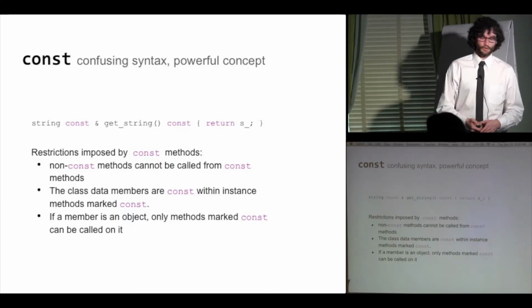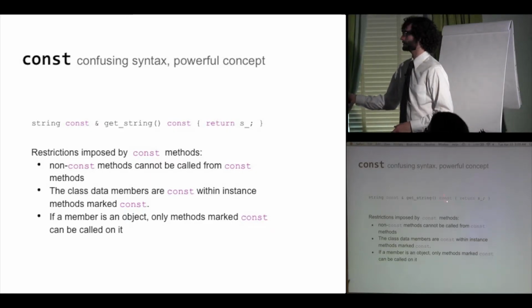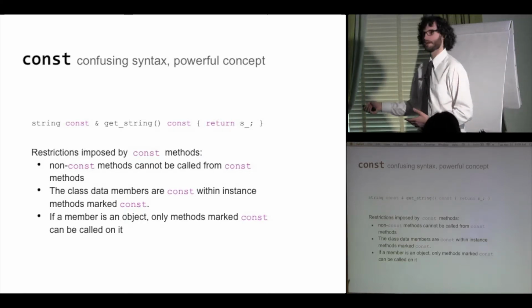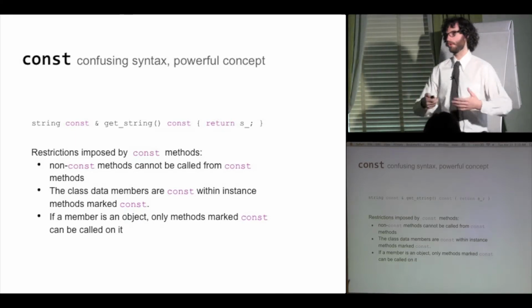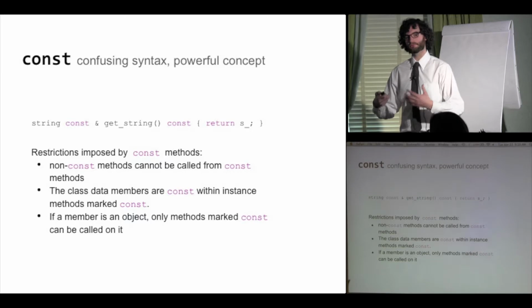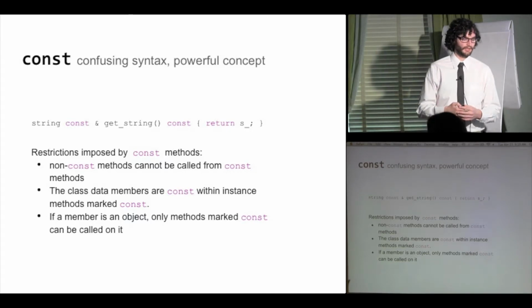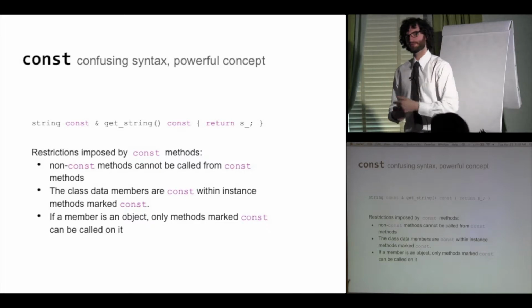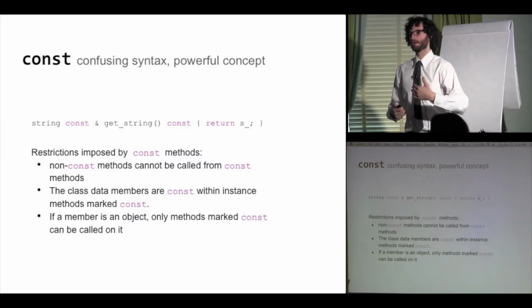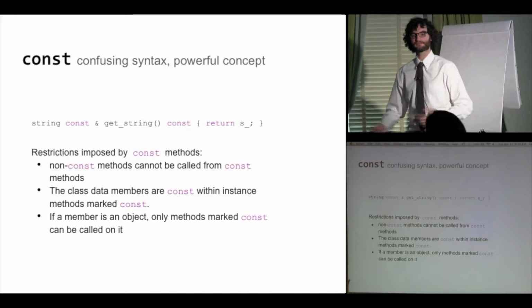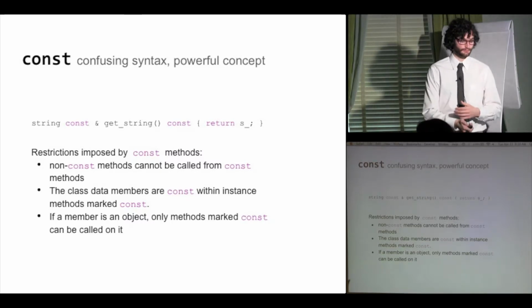Okay, so what are the restrictions that are imposed by marking a function const, like we have right here? Non-const methods cannot be called from const methods. So if you have a set of const methods, you can only call the other const ones. The class data members are const within those methods, so you can't modify them at all. And if a member is an object, you can only call that member's const methods. Was that too many levels? Clear? So basically, if you have a member that's a class, it's const, which means you can only call the const functions on it. So that's what happens if you're in a const function.